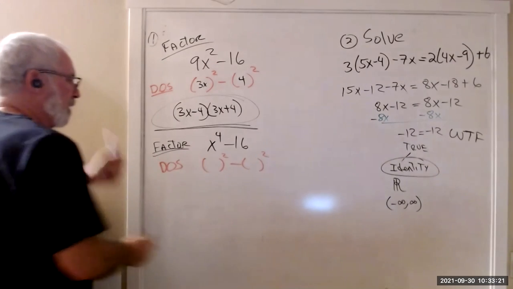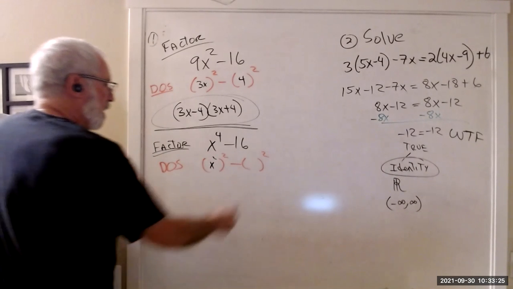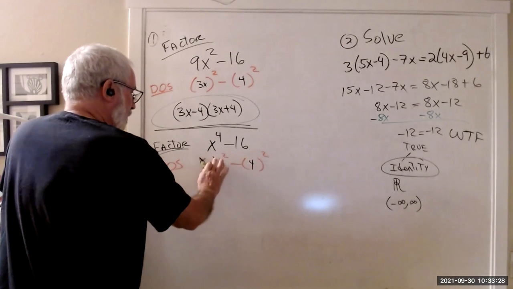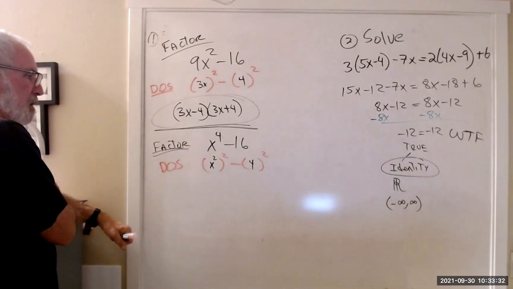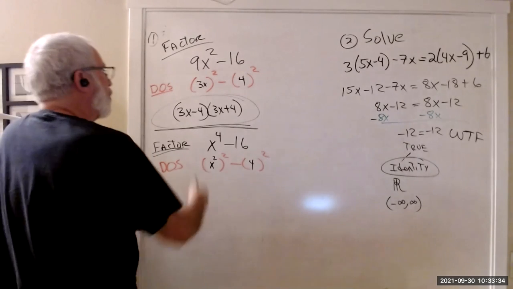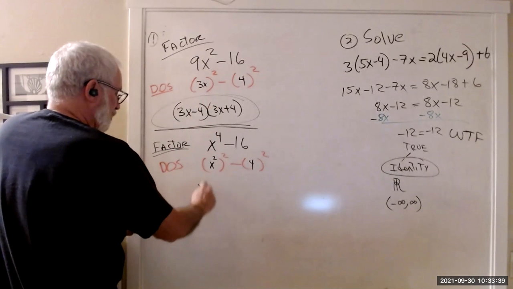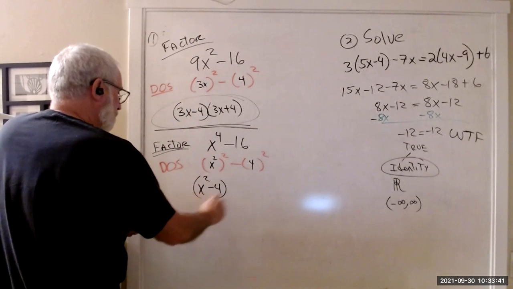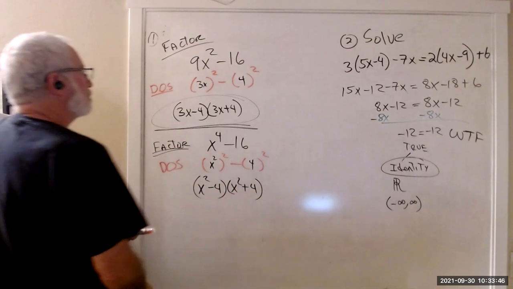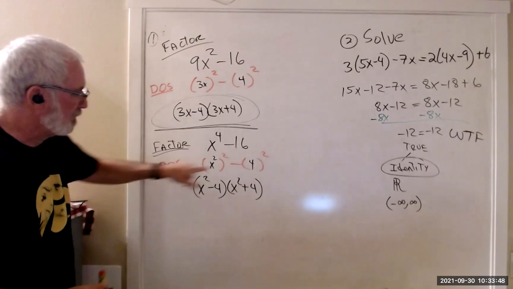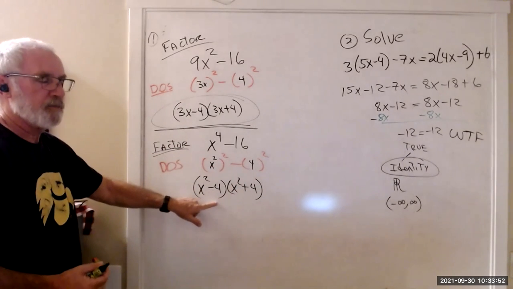Now, it's a little bit trickier, but this would be x squared squared and 4 squared. So if I follow the pattern for difference of two squares, this becomes x squared minus 4 and x squared plus 4. Okay, that's using this as my think step. I'm thinking this, and this is my answer.